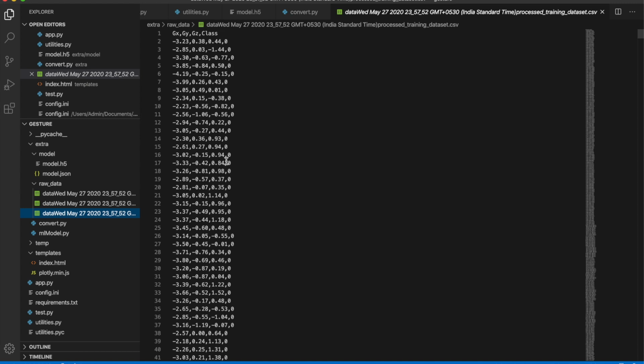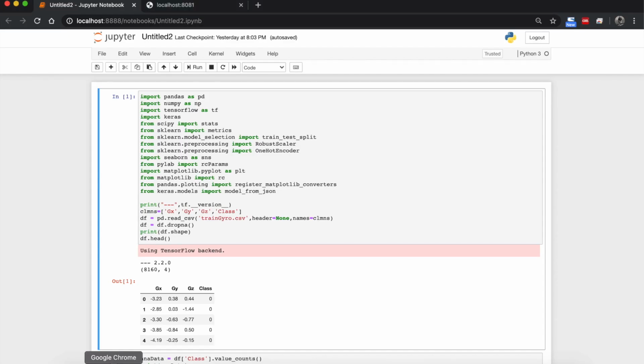Once you have this data ready, you need to go back to this Jupyter notebook file, and here I have used the bidirectional LSTM model as it is a perfect fit for the use case. So basically here I'm going to do the training.